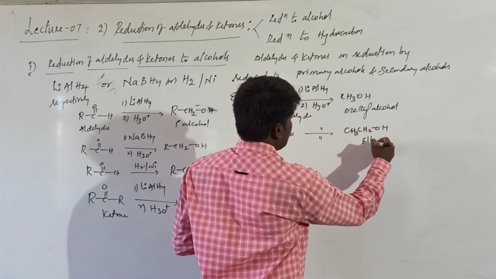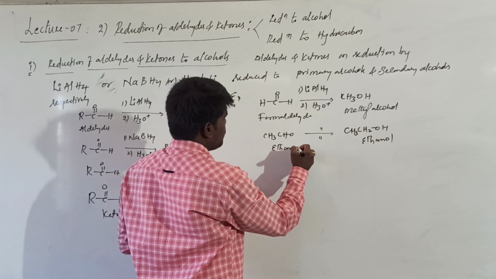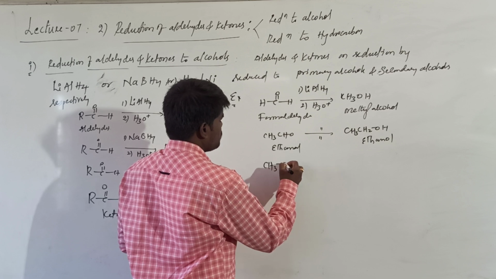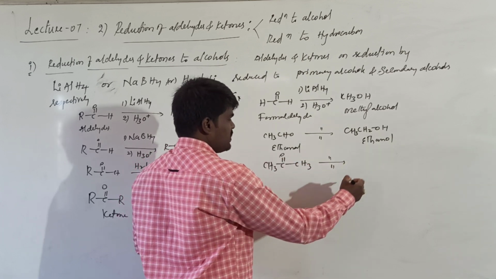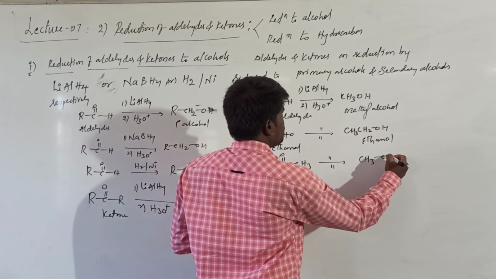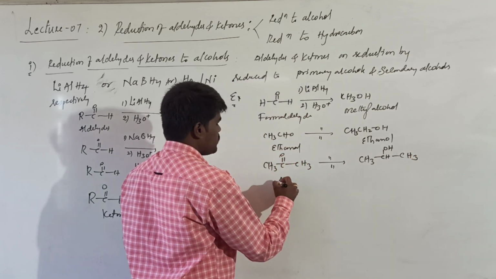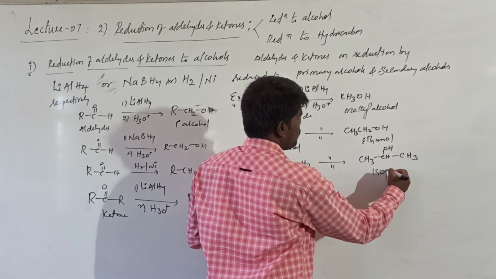This we will call ethanol. Ethanol will be converted into ethanol. Suppose you are taking acetone, on reduction it will be converted into isopropanol. This is acetone, and it will be converted into isopropanol.